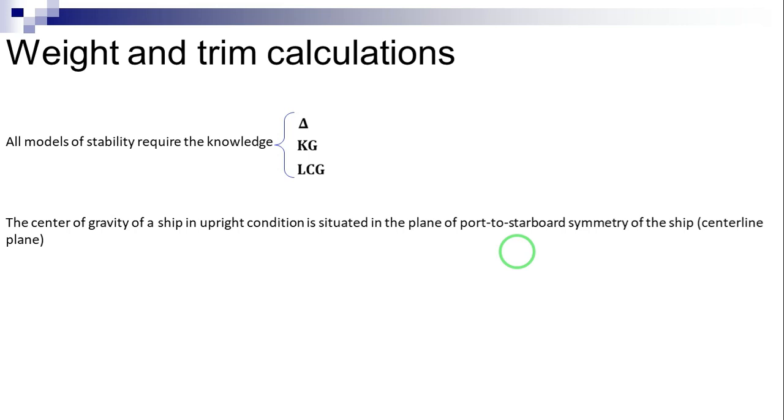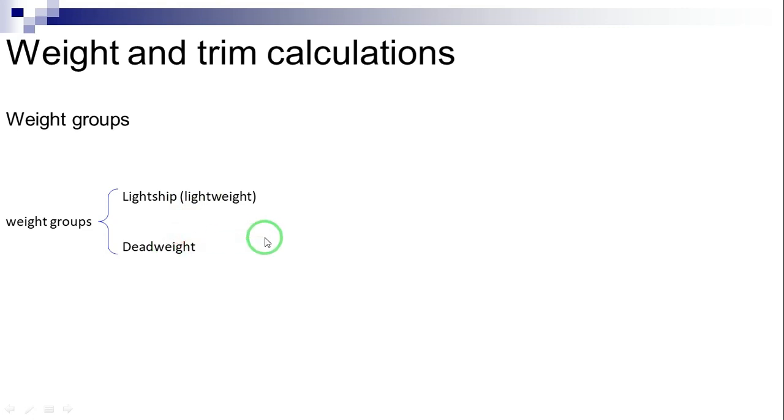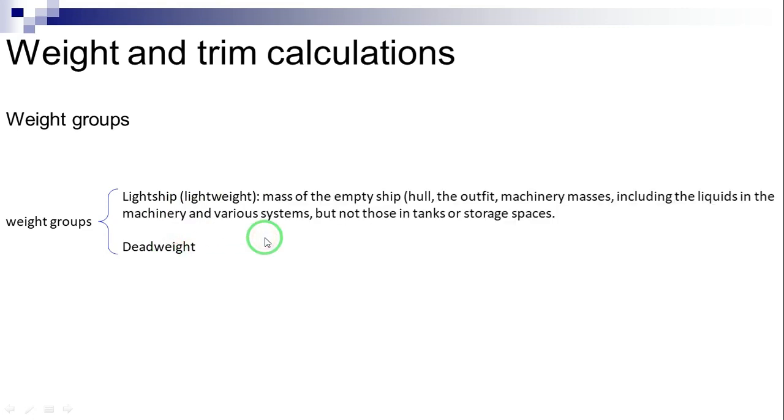Weight calculations. Weight groups. A vessel is composed of hundreds, sometimes thousands of mass items. To systematize calculations, it is necessary to organize them into weight groups. The first subdivision is into two main sets, light ship and deadweight. The light ship, less frequently known as lightweight, is the mass of the empty ship. It is composed of the hull, the outfit, and the machinery masses, including the liquids in the machinery and various systems, but not those in tanks or storage spaces.